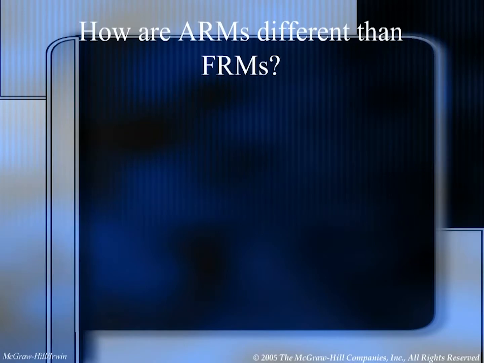The first thing we need to find out is make sure we understand how ARMs are different than the fixed rate mortgages. Okay, so ARMs are designed to adjust in one or more ways to changes in economic conditions. So basically, adjustable rates. So lenders and borrowers, therefore, share the risk of the interest rate changes, or interest rate risk.